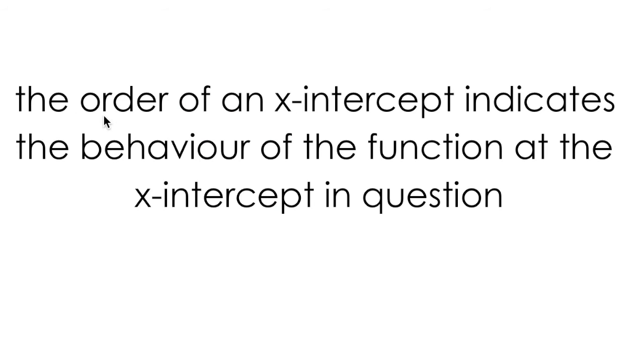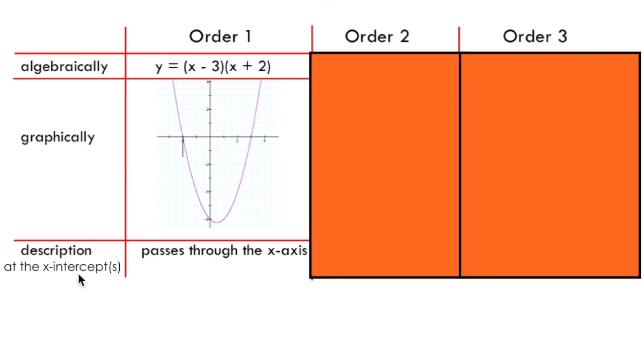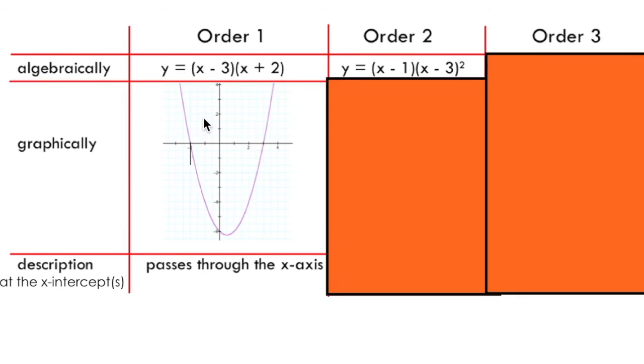Remember, when we're talking about the order, we're talking about the behavior of the function at the X-intercepts. So at the X-intercepts, this function passes through the x-axis. Now, if I show you an example of a polynomial with an X-intercept of order 2, you'll likely be able to spot the difference between it and the example of order 1 right away.